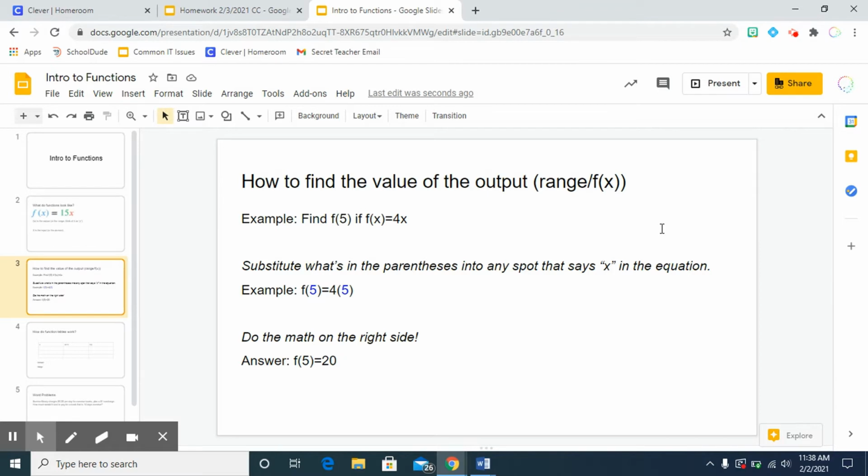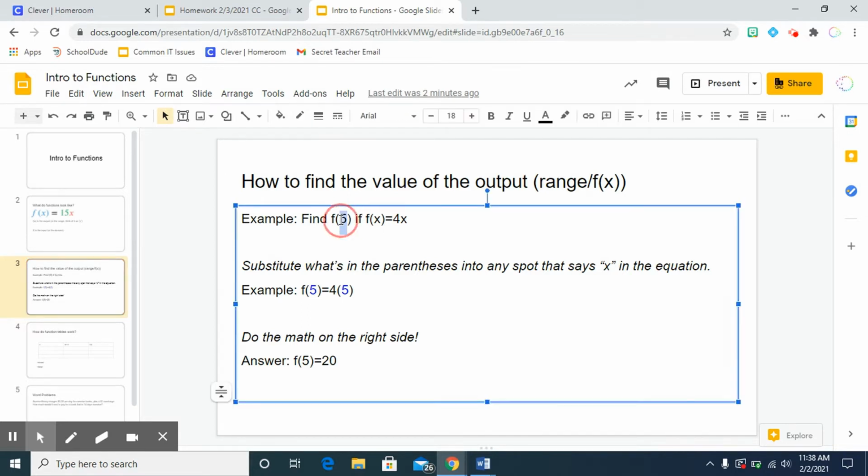So how to find the value of the output? Basically, when we talk about functions, we talk more about input and output more than we do y and x, but it really does work the exact same way. So for example, you might have a problem that says find f of 5 if f of x equals 4x. All you have to do is look at the number that's in the parentheses up here that says f is 5. And you're going to substitute that anywhere in this equation over here where it says x.